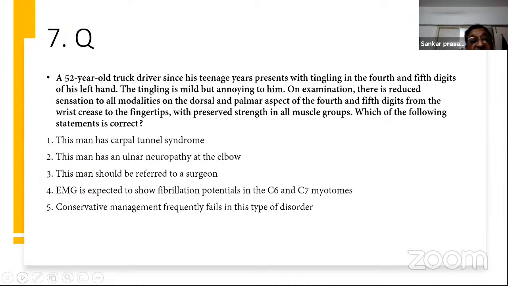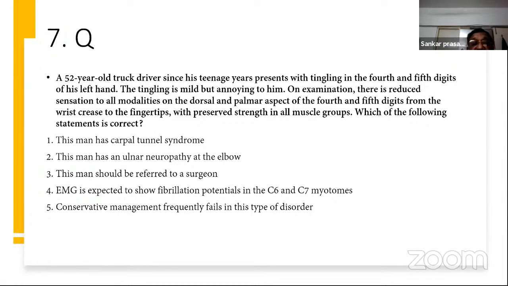So, which of the following statements is correct? The man has carpal tunnel syndrome. Ulnar neuropathy at elbow. Should be referred to a surgeon. EMG is expected to show fibrillation potentials in the C6, C7 myotomes. Conservative management frequently fails in this type of disorder.